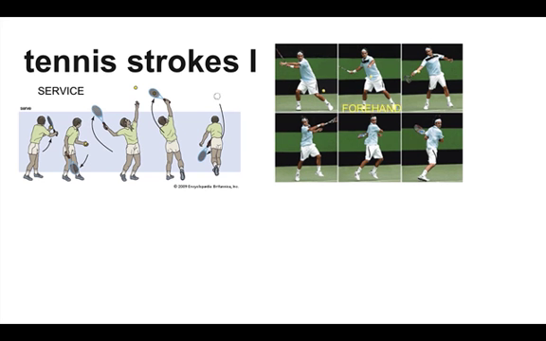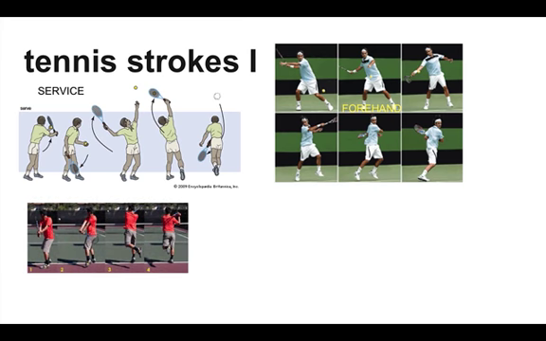Forehand stroke. For a right-handed player, the forehand is a stroke that begins on the right side of the body, continues across the body as contact is made with the ball, and ends on the left side of the body. A backhand stroke. For right-handed players, the backhand is a stroke that begins on the left side of their body, continues across their body as contact is made with the ball, and ends on their right side.